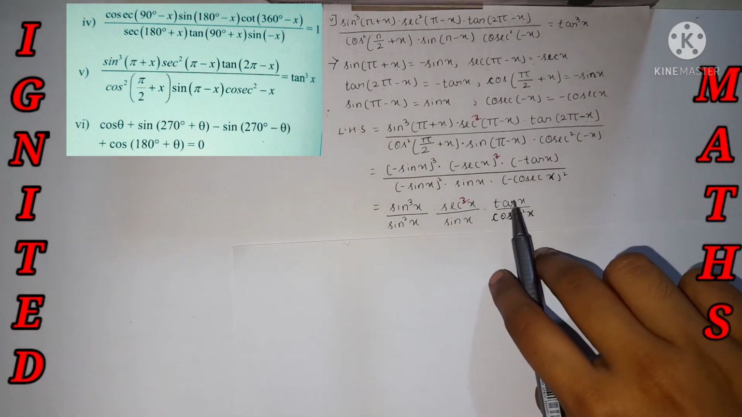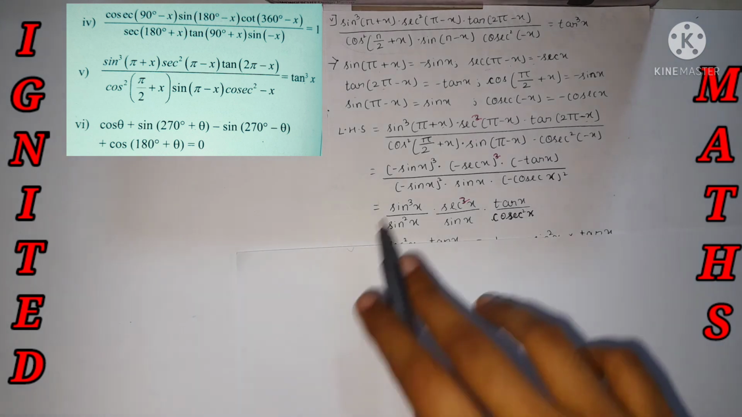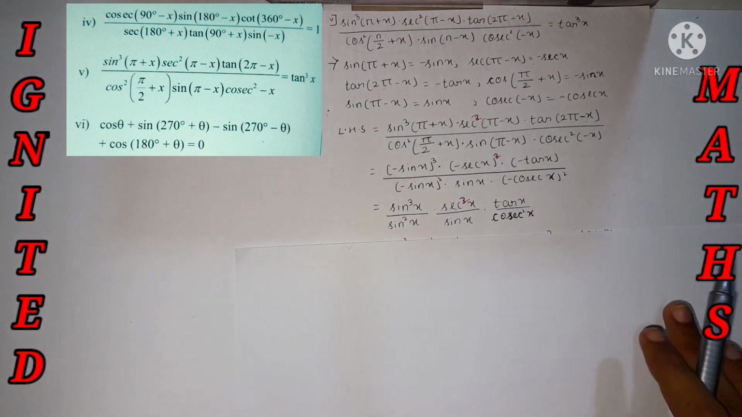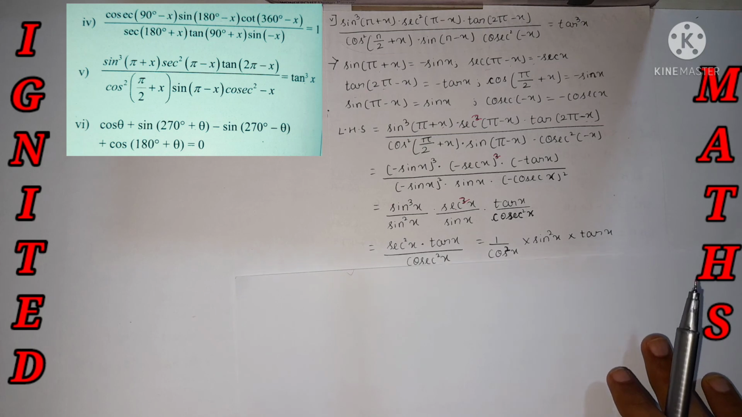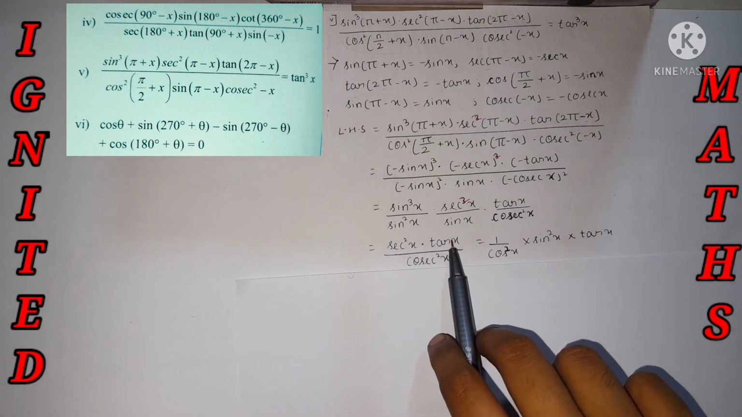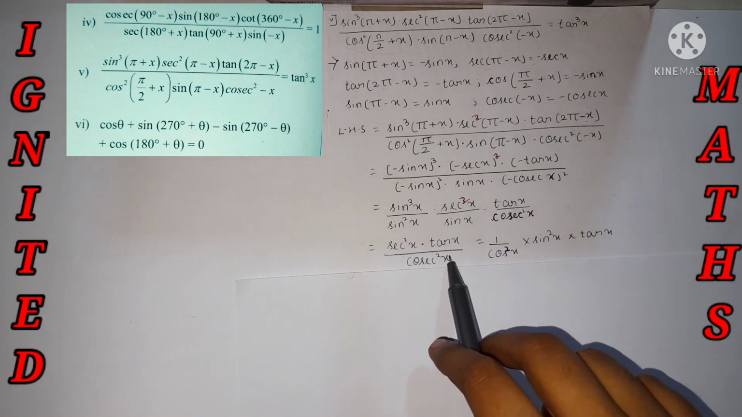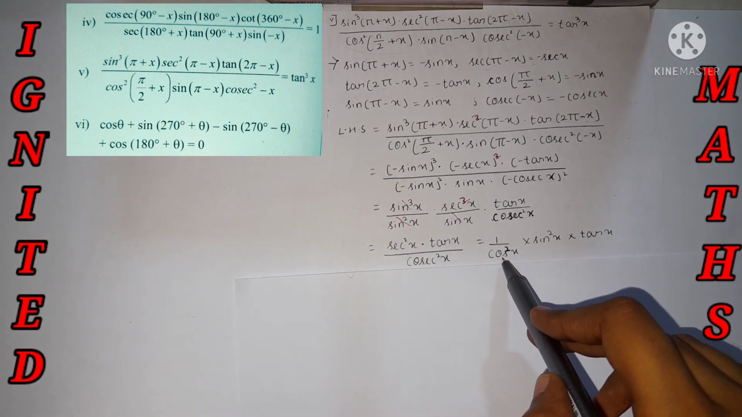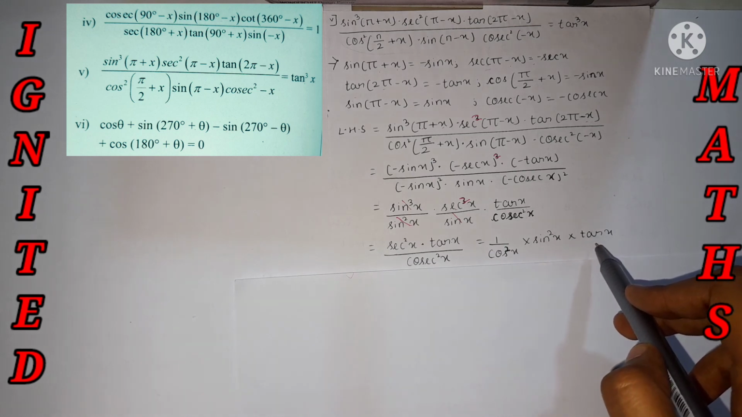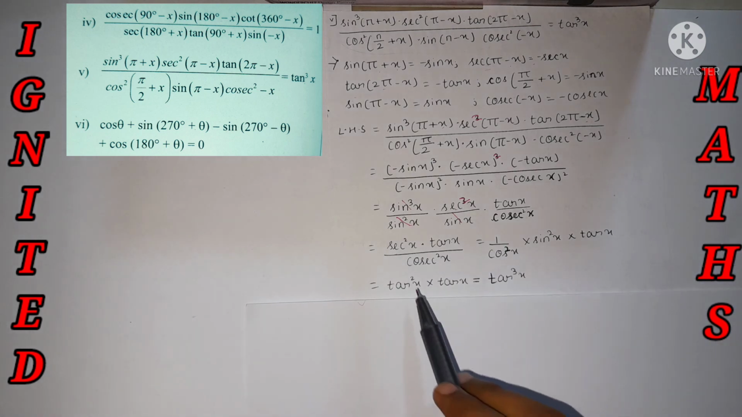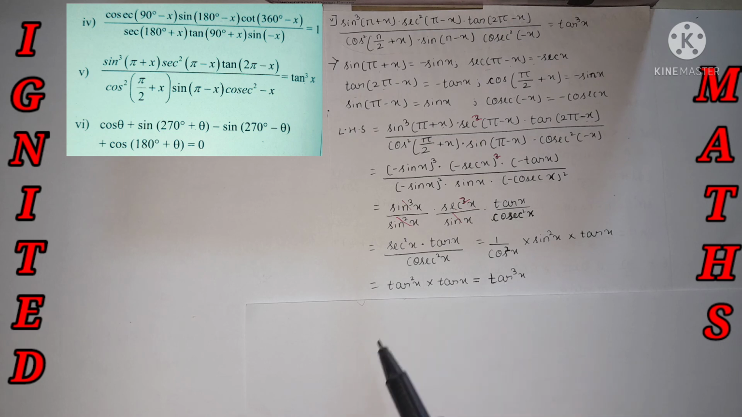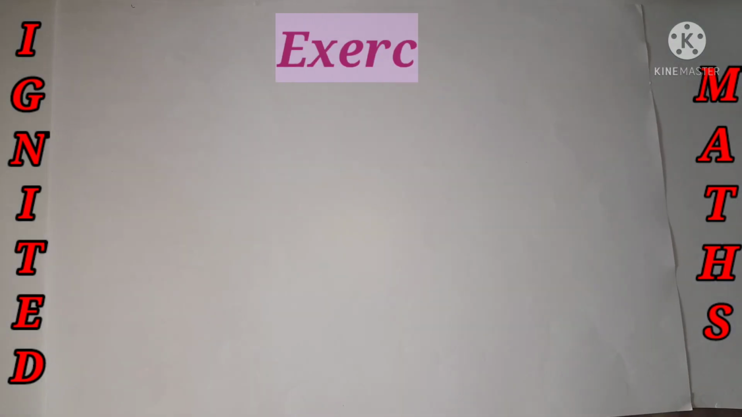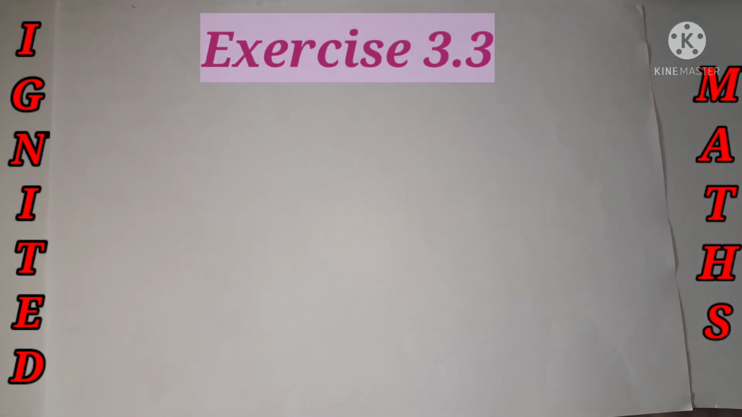Just put the values, square and cube, and remove all the negative signs. By doing the calculation, afterwards we will be getting sec square x into tan x, and the cos square x cancels off. It's nothing but 1 by cos square x into sin square x into tan x, which is tan square x into tan x. It's nothing but tan cube x. Sin square x divided by cos square x is my tan square x, and this is the RHS value. I have covered exercises 3.1 and 3.2.